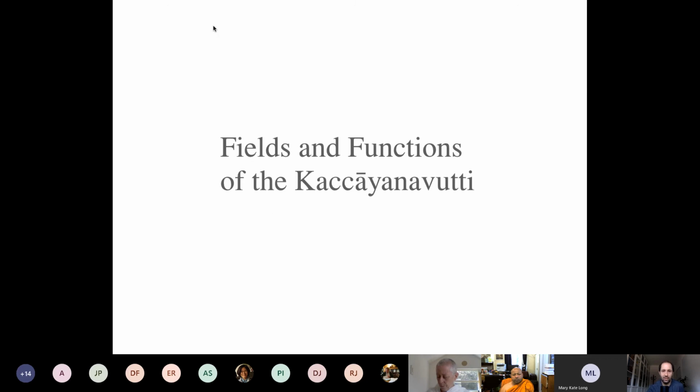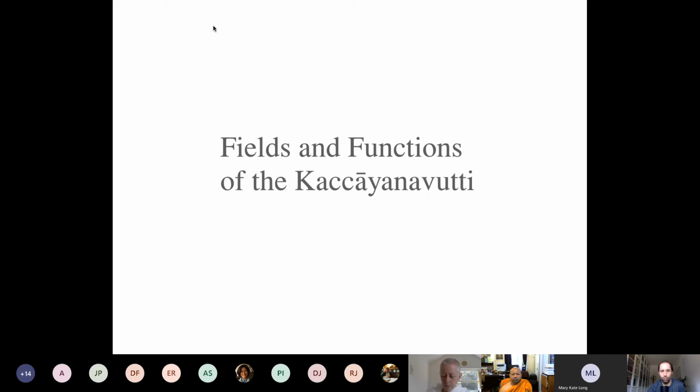Now, having seen this, I think we can move to the most important part for today. I hope I will be brief, because it would be good to have time for discussion. So the fields and functions of the Kaccāyana Vutti. This, I think it will be very simple and straightforward. Most of you probably already know that, so I'm sorry if I'm going to repeat something very obvious, but it needs to be stressed upon.